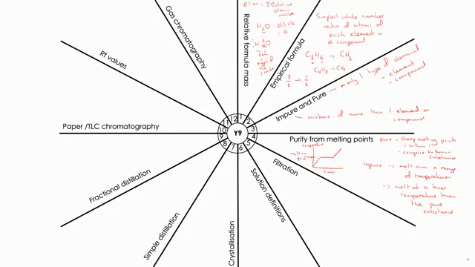Right, so filtration. If I'm filtering something, I'll have a filter funnel and a filter paper. Now we put that into a conical flask. So the solution that comes through we call the filtrate, and the solid that's left on the filter paper we call the residue. And depending on what we're doing, sometimes you want the residue and sometimes you want the filtrate.